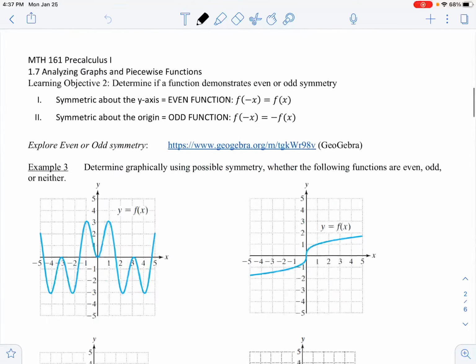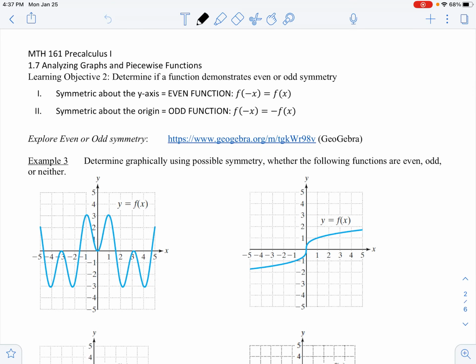All right, this time let's look at how to determine if a function demonstrates even or odd symmetry. We call functions even functions if its graph is symmetric about the y-axis. The one famous one is y equals x squared. If we graph the quadratic function y equals x squared, we're going to have (0, 0), (1, 1), and the square of 2 is 4. So we're going to have a graph going up in the first quadrant like that.